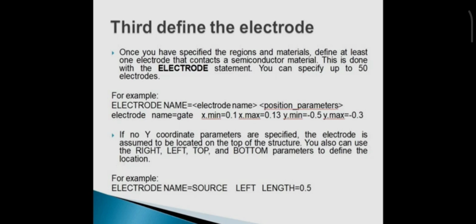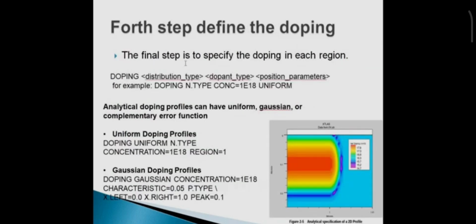For example, electrode name source, left, length equal to 0.5. This statement specifies the source electrode starts at the top left corner of the structure and extends to the right a distance of length 0.5 micrometer. Next slide please. The final step is to specify the doping in each region.